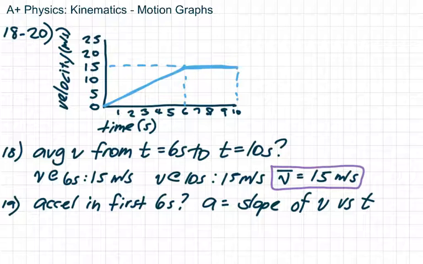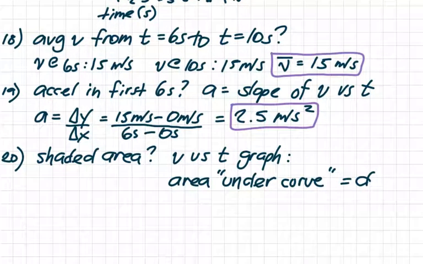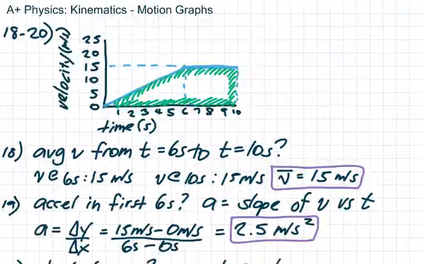19 wants the acceleration in the first 6 seconds, which we know is the slope of a v versus t graph. Take the slope: 2.5 meters per second squared. One more question and less than 2 minutes to do it. Let's go. And 20 wants to know what's the shaded area under the curve, what they shaded in that picture.